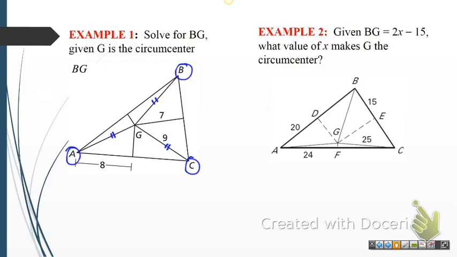So firstly, what I know about the circumcenter, G, is that it's equidistant from points A, B, and C. So notice that I've marked GA is congruent to GC is congruent to GB. That's one of the properties that we just talked about. If you have a circumcenter, it's equidistant from the vertices. So you'll also notice that I'm already given that the length of GC is 9. And therefore, GB must be equal to 9.